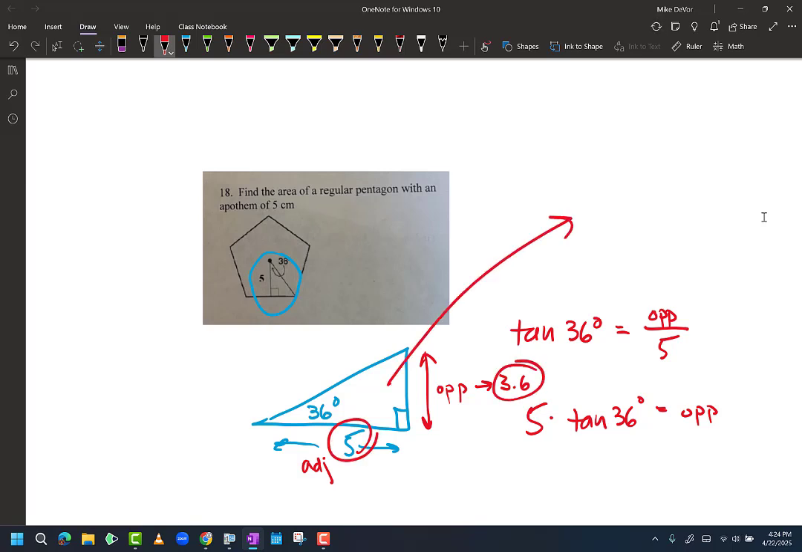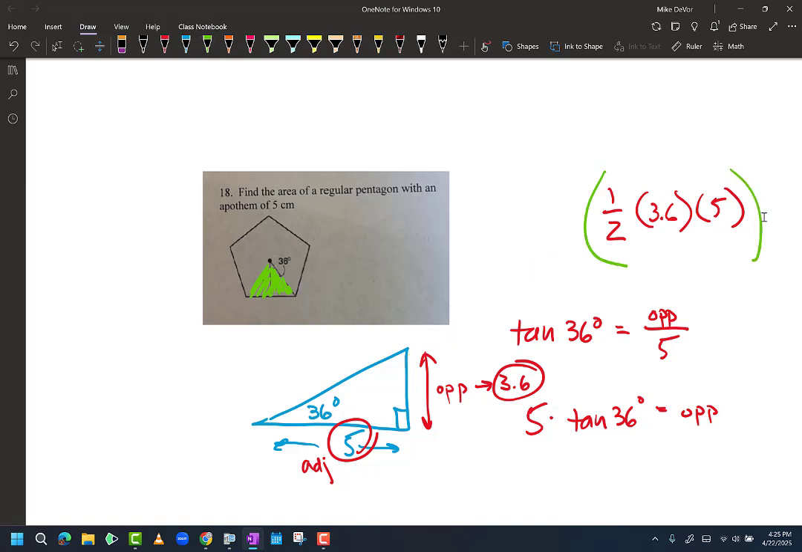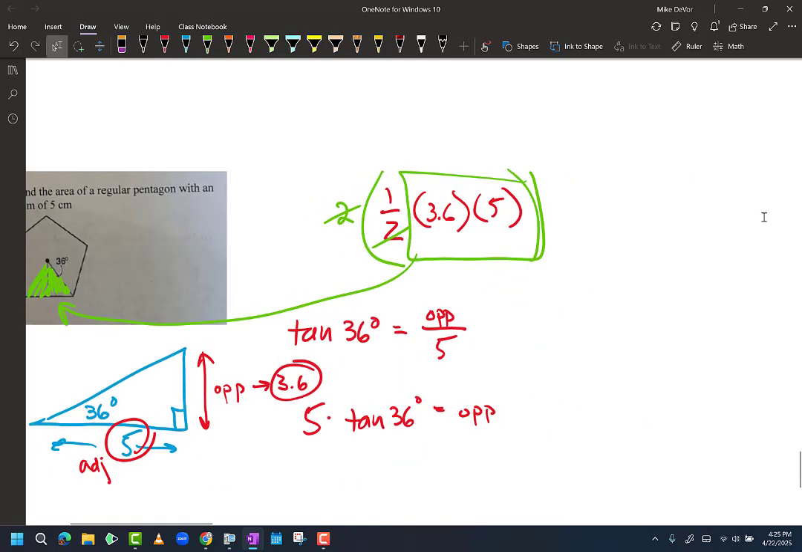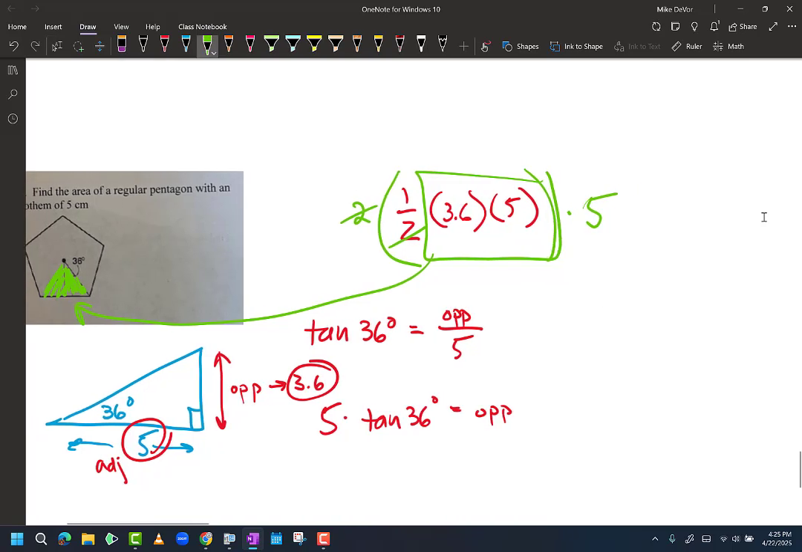So this triangle is 1/2 base times height. That's the area of this right here. When we double that to get to here, we're going to take that and double it. Basically those are going to cancel. Now I have the area of one of those, and I take that and just multiply by 5. That'll give me the area of the whole thing.